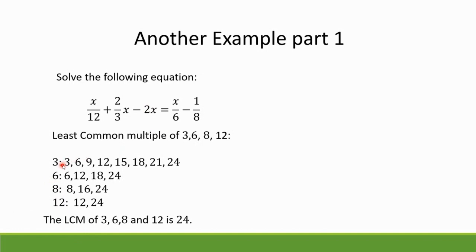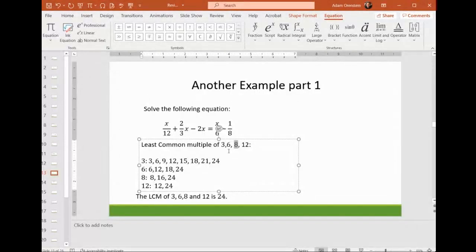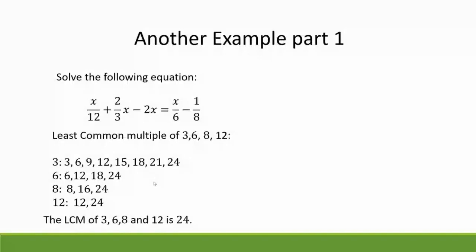Okay, so we have 3. What are the multiples of 3? We have 3, 6, 9, 12, and so on. 6 would be 6, 12, 18, 24. We have 8 and 12. 8 is 8, 16, 24. 12 is 12 and 24.